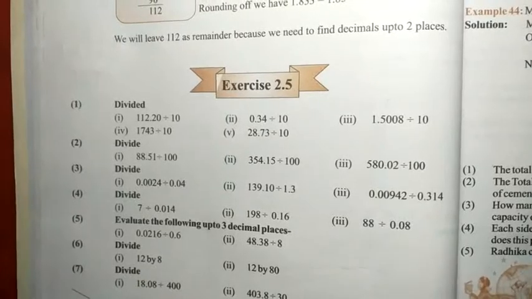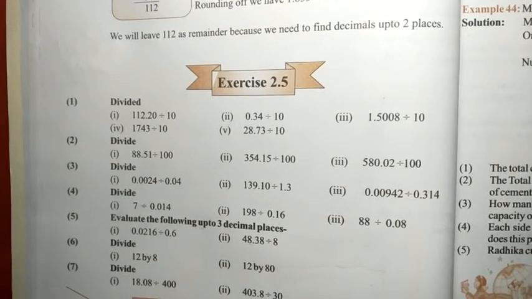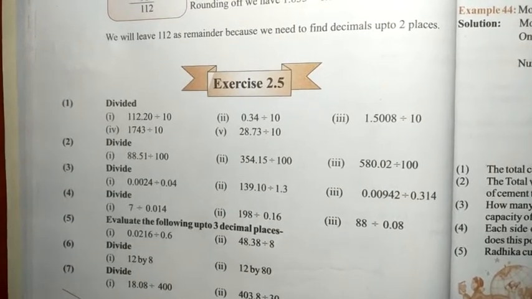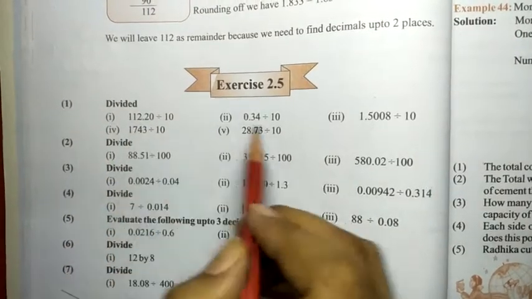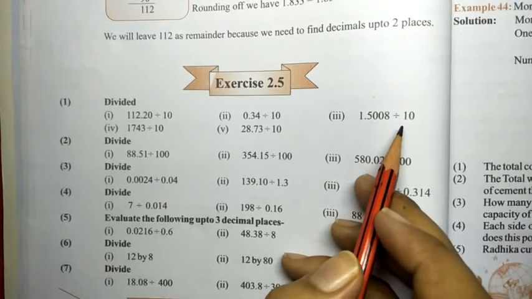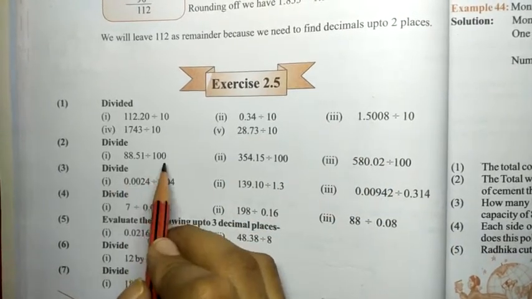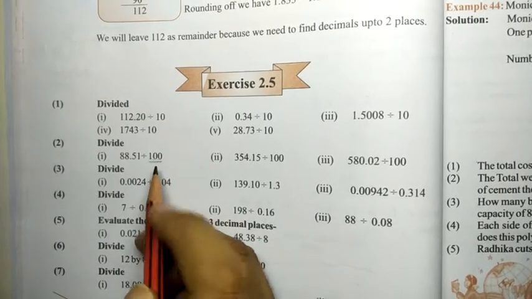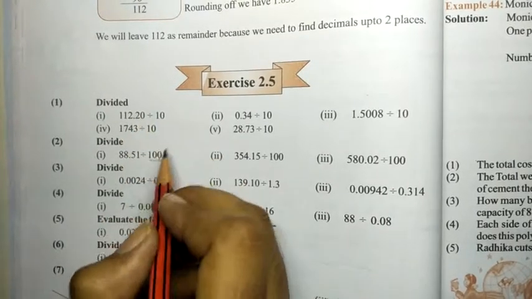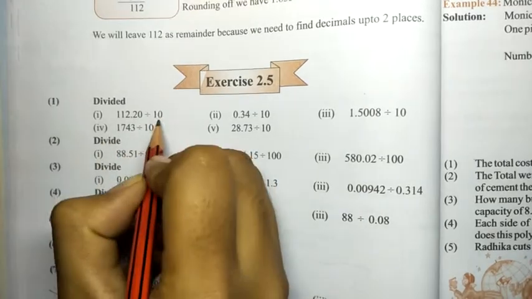Thank you. Now we'll do exercise 2.5 from page number 44. This is the first question, which is very simple because you can see all the numbers have decimals and it is dividing by 10 only. And in the second question, all numbers have decimals with division by 100. In this, you simply have to jump to the next number according to the zeros.